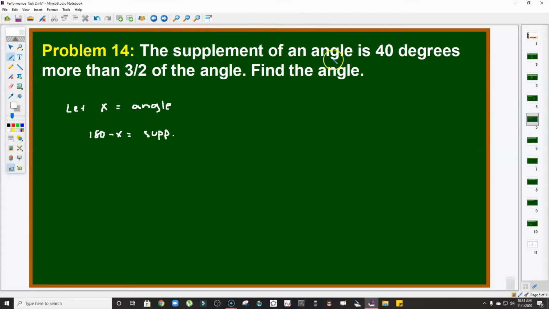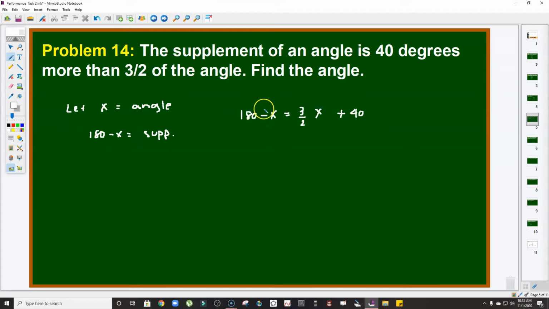Now let's have the equation. Once again, the supplement of an angle, it's important to label it, is 180 minus x. That is 40 degrees more than 3 halves of the angle. So that will be 40 plus 3 halves of the angle. What is my angle? That's x. This is our working equation.